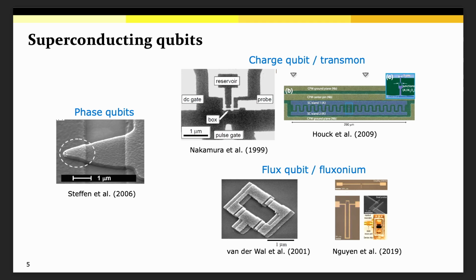Another class of superconducting qubits that's also quite prominent are flux qubits. These are formed by a superconducting loop with one or more Josephson junctions. You can see in this picture a loop with three Josephson junctions. This is the first proposal of a flux qubit, and more recently, another type of flux qubit, the fluxonium, became very prominent on account of some very interesting properties.